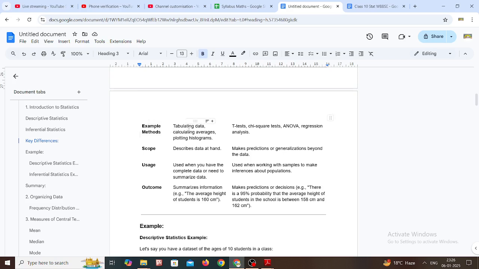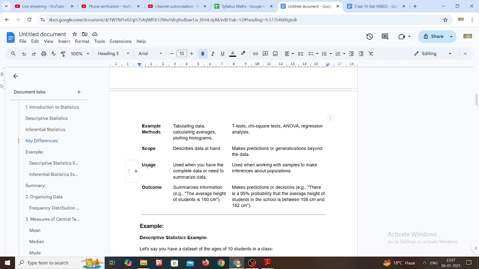Methods used are tabulating data, calculating averages, plotting histograms, box plots, etc. In case of inferential statistics, we go for t-test, chi-square test, ANOVA, regression analysis, and so on. Scope: descriptive statistics describes data at hand, while inferential statistics makes predictions or generalizations beyond the data. Use: we use descriptive statistics when we have the complete data or need to summarize data.